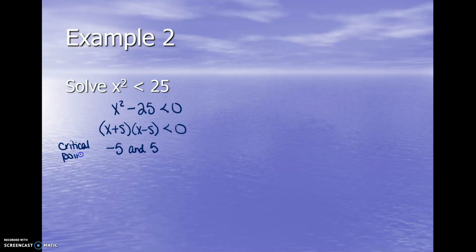And I'm using the same terminology that's used in college algebra so that when you get to this in college algebra, you'll be like, oh, critical points. I've heard that term before. The critical points are negative 5 and 5. And to figure out how the inequality is going to work with these critical points, let's draw a number line and put negative 5 and positive 5 on the number line.